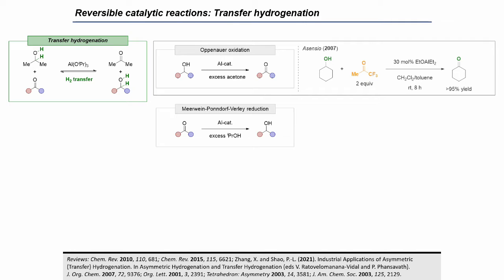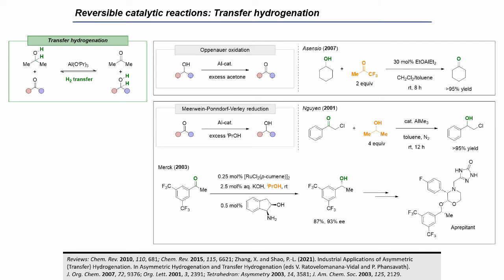To facilitate the oxidation of alcohols via a transfer hydrogenation reaction, usually an excess of a hydrogen acceptor molecule, for instance 1,1,1-trifluoroacetone as shown in this example here, is employed. On the other hand, the reduction of a carbonyl moiety can be mediated if an excess of the hydrogen donor reagent, for instance isopropanol, is used.